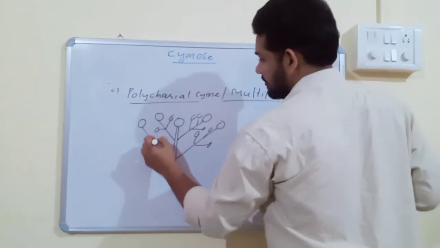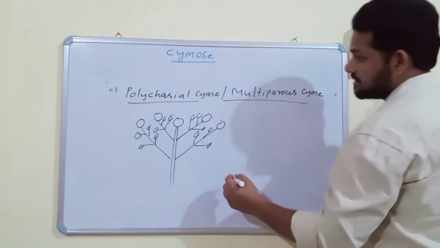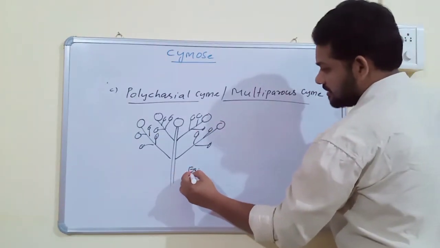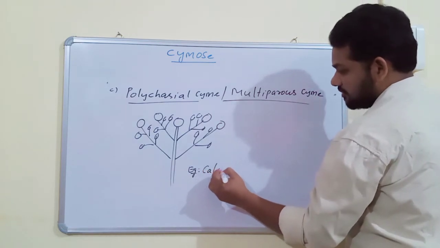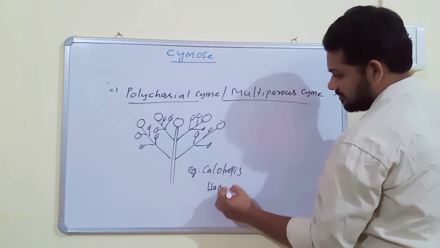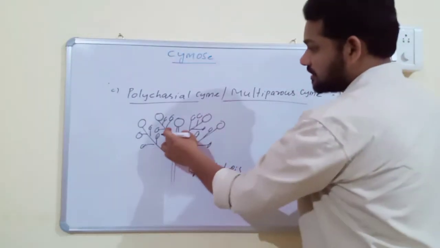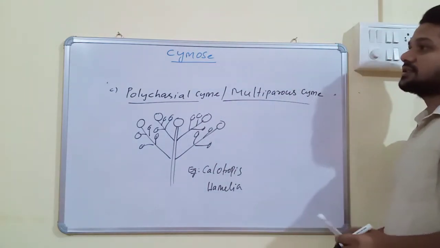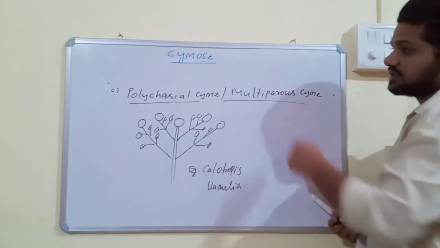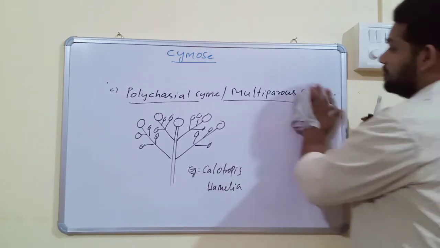This type of inflorescence is called polychasial cyme, and it is usually found in examples like Calotropis and Hamelia. If the mother axis produces more than two lateral branches, this type of cymose inflorescence is known as polychasial cyme. So these are the three types of cymose inflorescence.